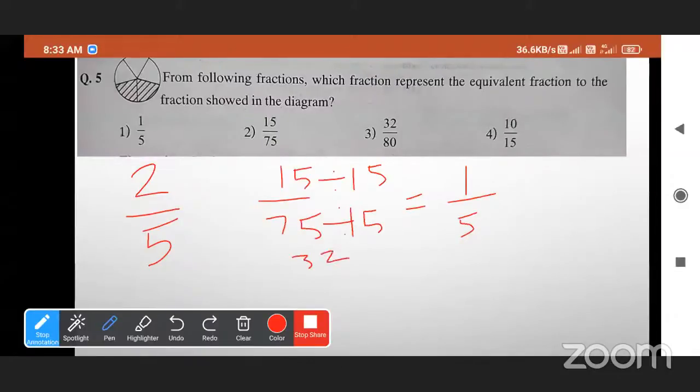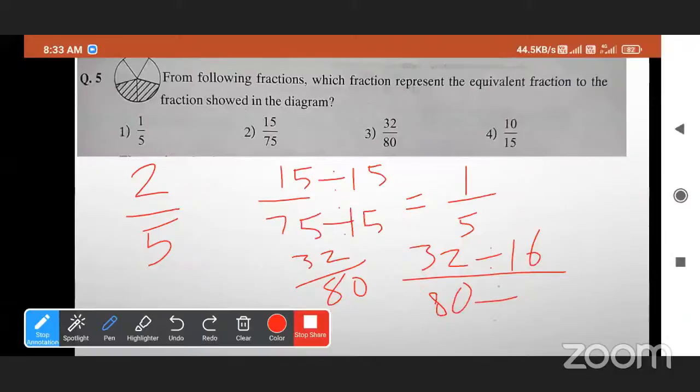32 upon 80. This is a multiple of 16. You know the table of 16? 16 ones are 16. 16 twos are 32. And 16 fives are 80. So the third one is correct. So which one is the equivalent fraction to the figure? Third one, 32 upon 80. Good.